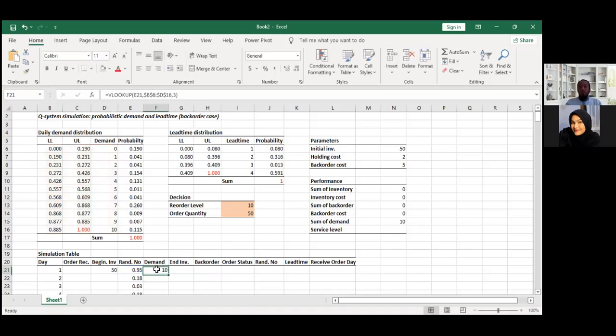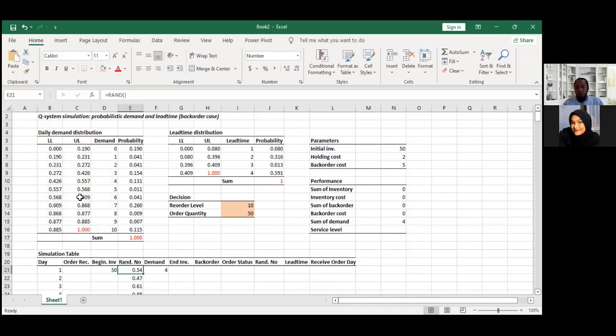Now I got 10. You can check. When the random number is 0.95, it falls in this interval, so the demand is 10. We can try to simulate. I put my cursor here, then I press delete. When the random number becomes 0.54, then the demand is 4.